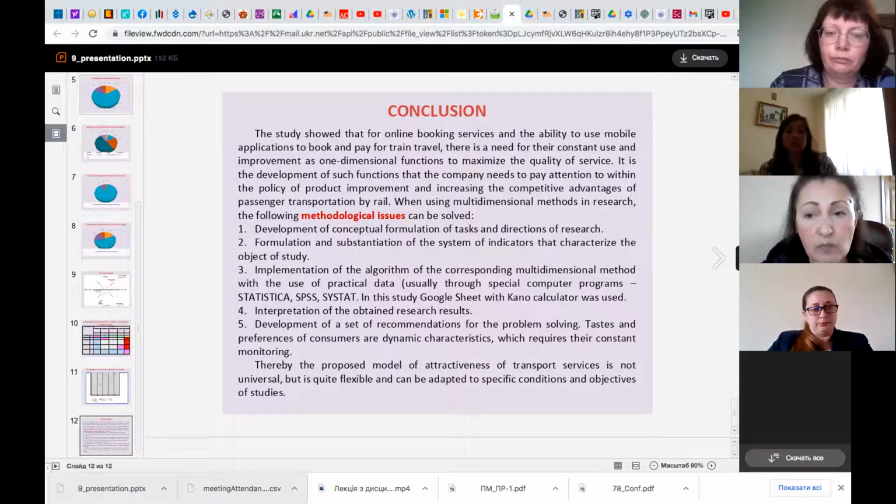When using multidimensional methods in research, the following methodological issues can be solved.